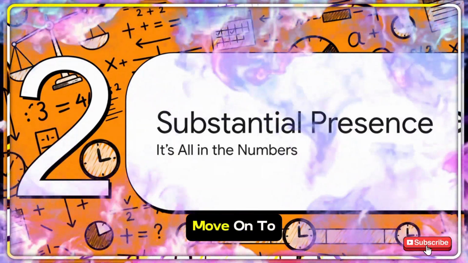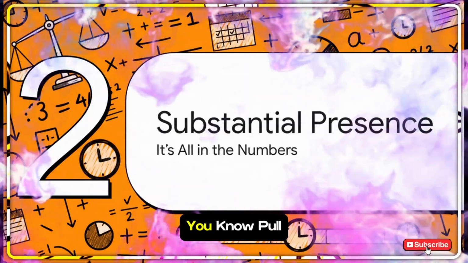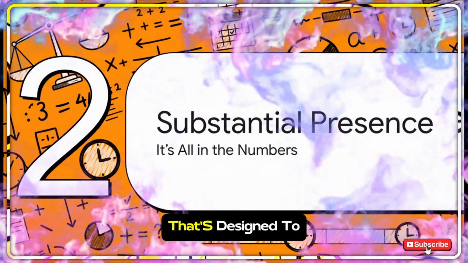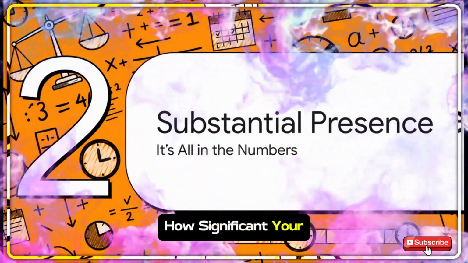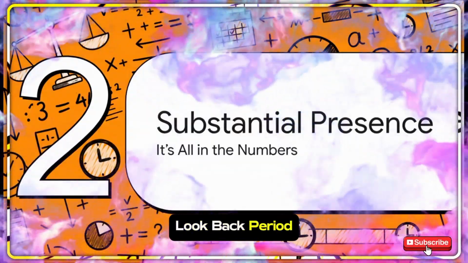All right, so what if you don't have a green card? Well, now we move on to the substantial presence test. This is where we have to pull out the calculator. It's a very precise weighted formula that's designed to measure how significant your physical presence in the US has been over a 3-year look-back period.